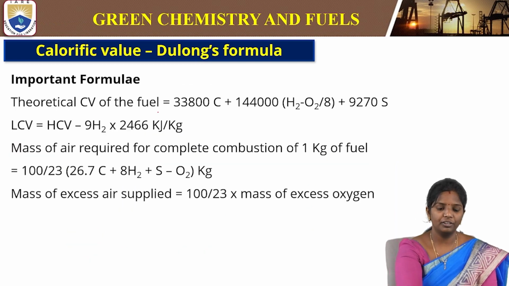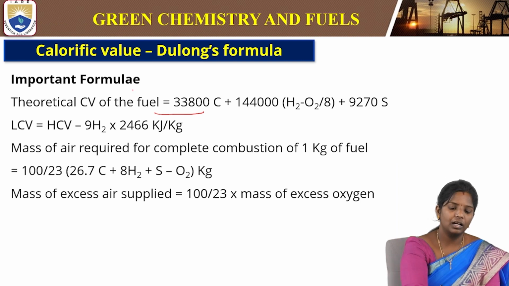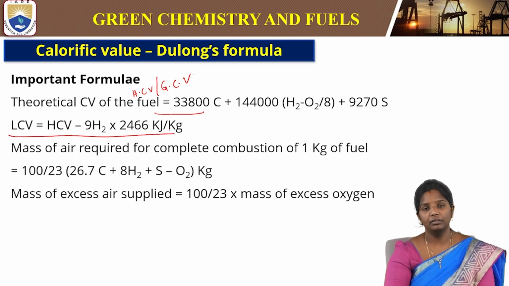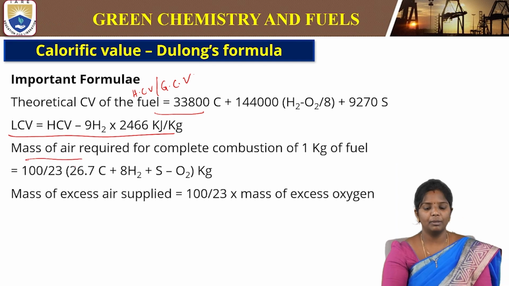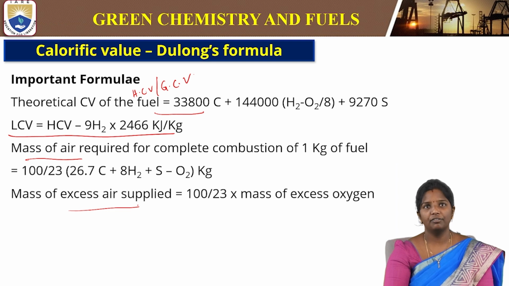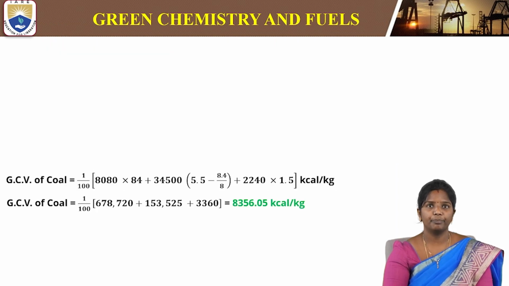These are the important formulas: the higher or gross calorific value, the net calorific value obtained by subtracting from the higher calorific value, the mass of air required for complete combustion, and the mass of excess air supplied. These are the important formulas that we will be using for fuels.